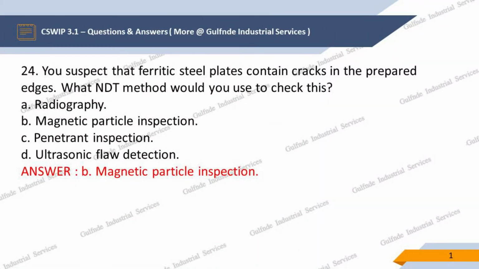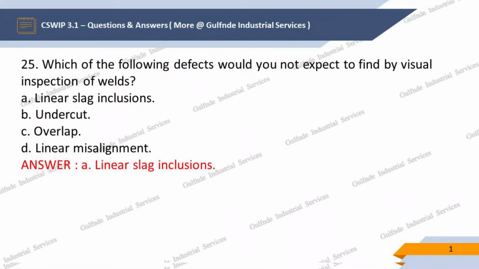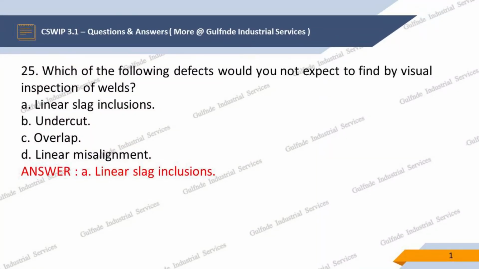Question 24. You suspect that ferritic steel plates contain cracks in the prepared edges. What NDT method would you use to check this? Options are A. Radiography, B. Magnetic particle inspection, C. Penetrant inspection, D. Ultrasonic flaw detection. Our answer is B. Magnetic particle inspection.